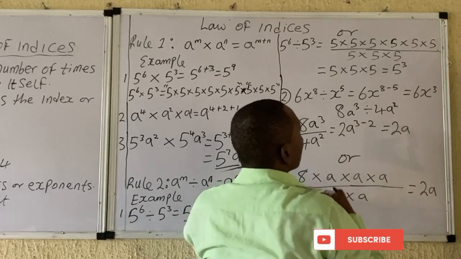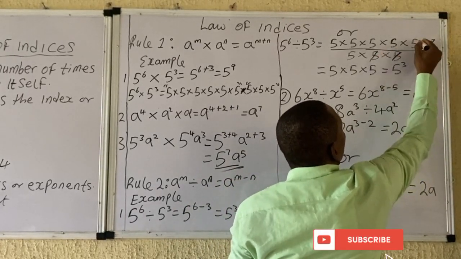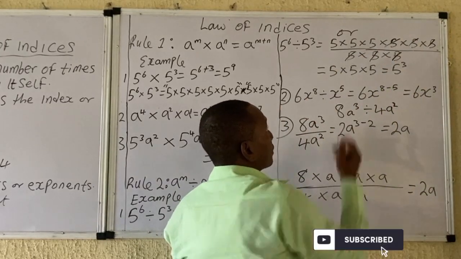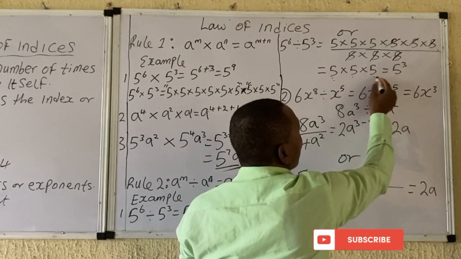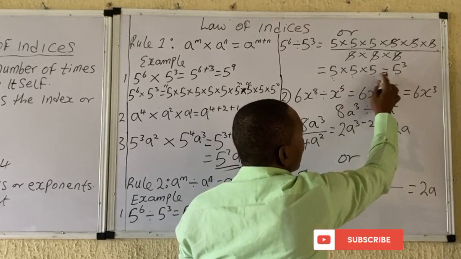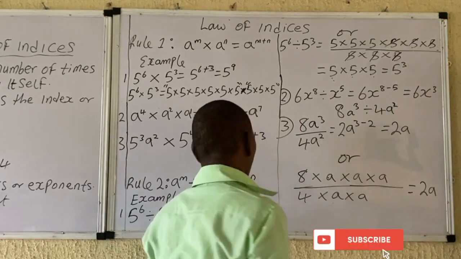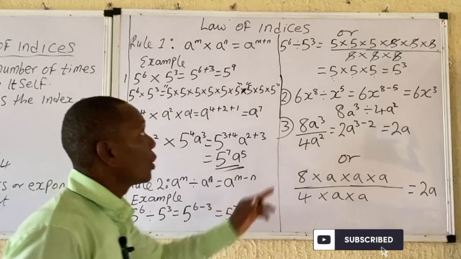Now, how do I proceed from here? This will cancel this. This will cancel this. And this will cancel this. So how many 5s do I have left? 1, 2, 3. So now I have 5 times 5 times 5. 5 multiplied by itself 3 times is the same thing as 5 raised to the power of 3, or 5 index 3. So we actually have the same answer if you solve it with this method or with this method.